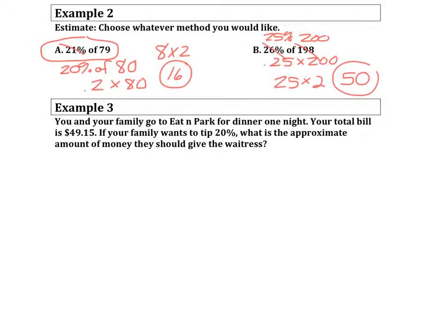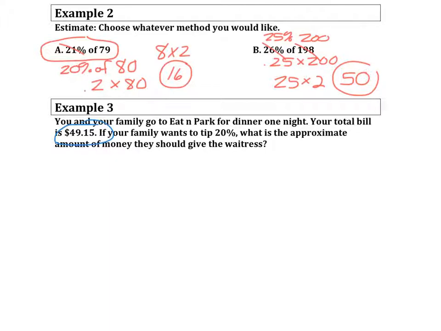And then lastly, we're going to do an application problem here. You've probably all gone out to eat at some point with your family, and one of the easiest ways to use estimating is to tip. No one really wants to be tipped $4.22. You would want to round that, and speaking from a prior waitress experience, you would want to round it up to be kind. You and your family go out to Eaton Park for dinner one night.